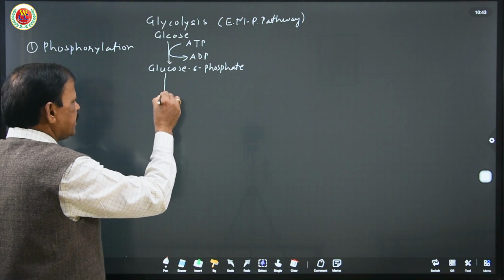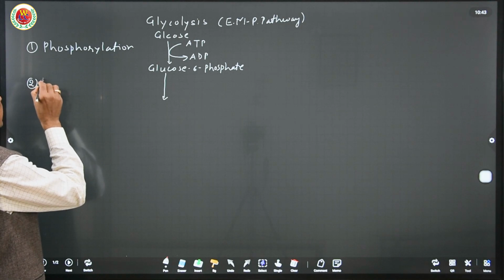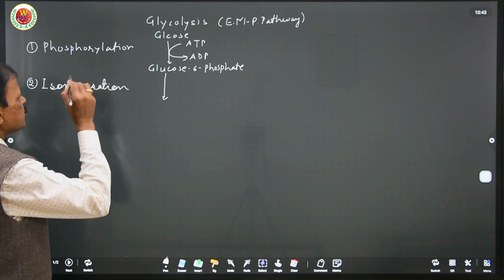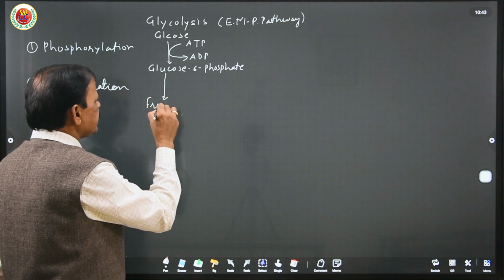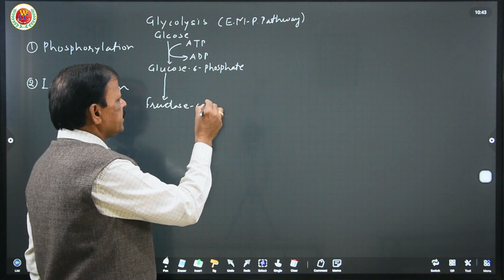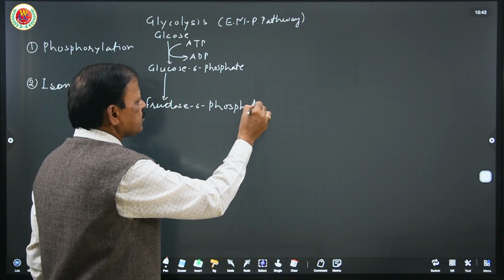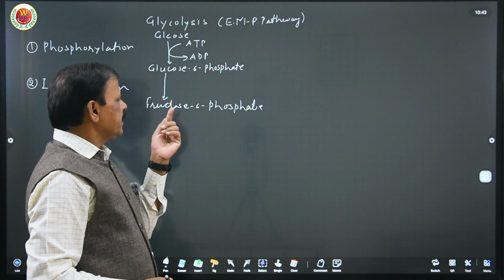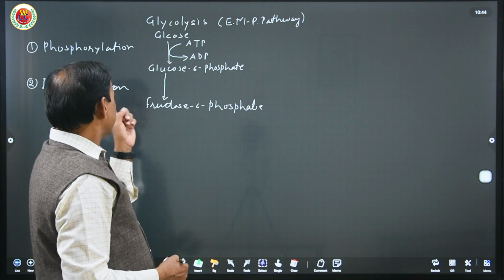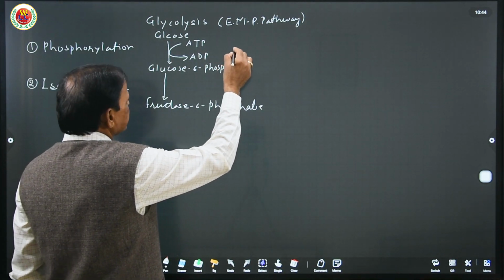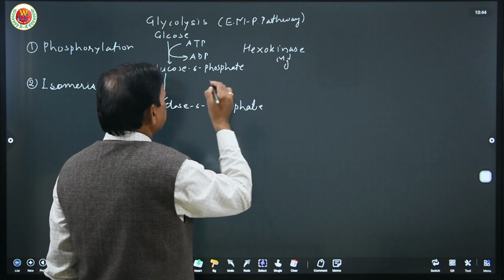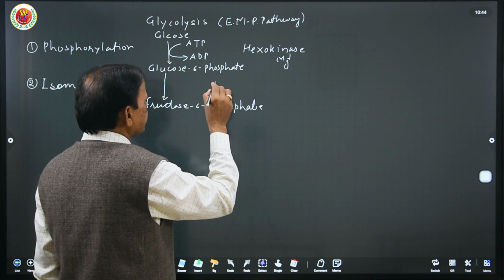Now this glucose 6-phosphate undergoes isomerization. So the second step is isomerization, that means formation of an isomer of glucose. What is the isomer of glucose? Fructose is the isomer of glucose, where rearrangement of the molecule occurs to form its isomer, fructose 6-phosphate. Fructose is also a hexose sugar. Only the rearrangement of hydroxyl and hydrogen makes it different from glucose. Otherwise the chemical formula is the same, only the structural formula differs, and therefore it is an isomer of glucose. This occurs in the presence of hexose phosphate isomerase.